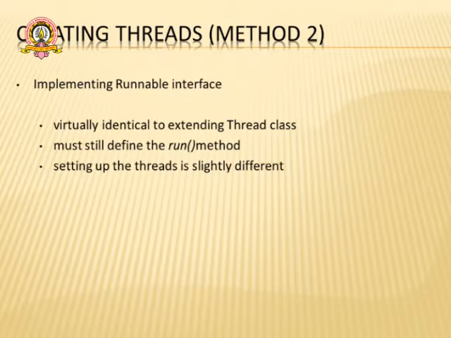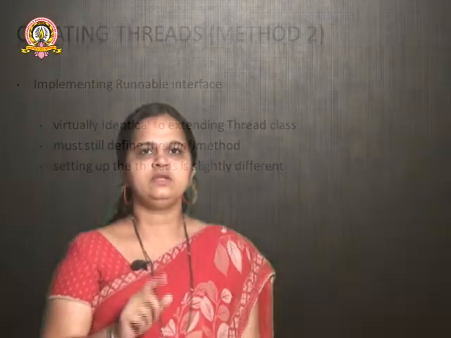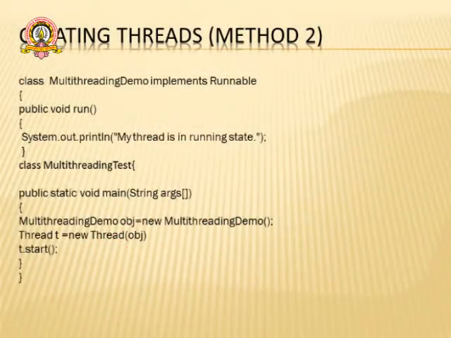In that main method, this is just an indirect one where I create an object of the multi-threading demo, and that object is passed to the thread class. So we can see it's just an indirect method, that's all. The thread class gets the object of this multi-threading demo, and that thread class object is used to call the start method. So it's just an indirect method of doing the thing, otherwise both are the same.